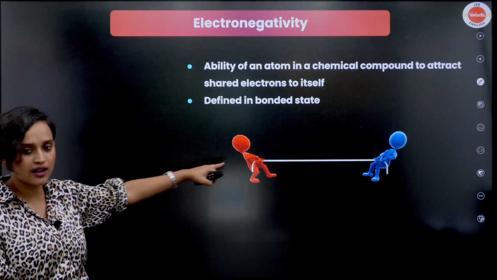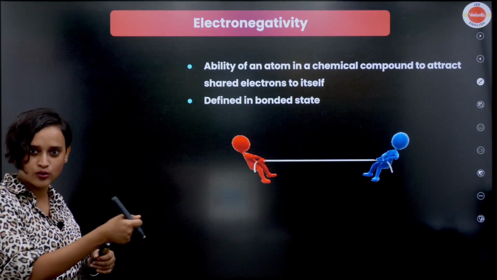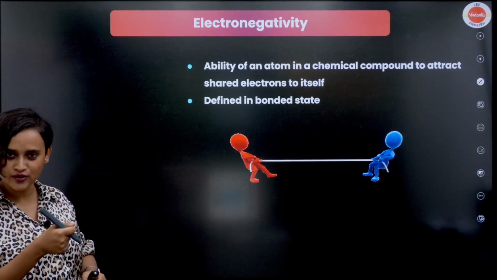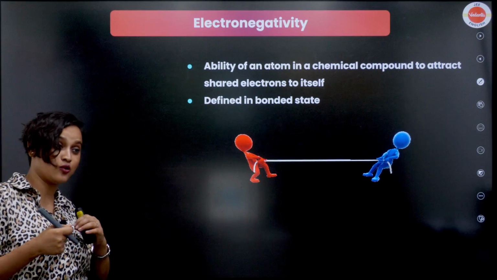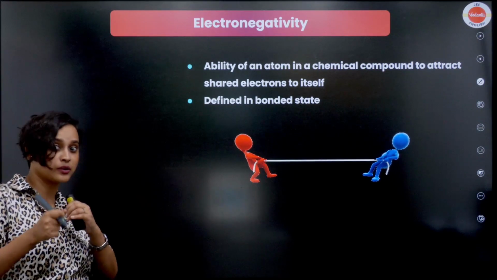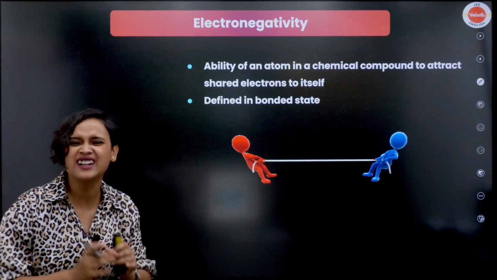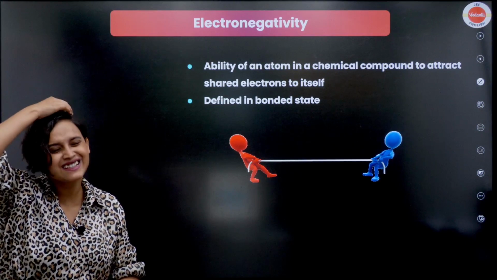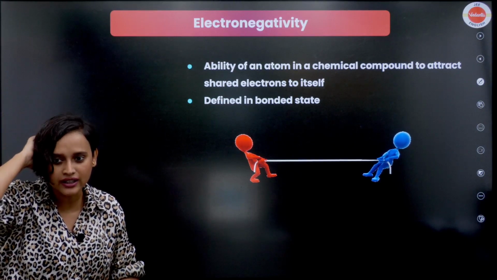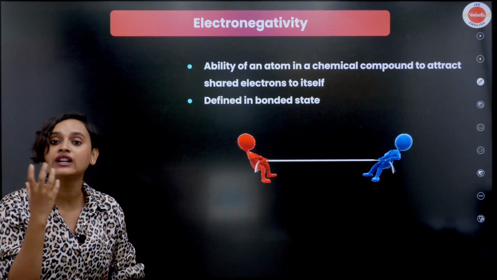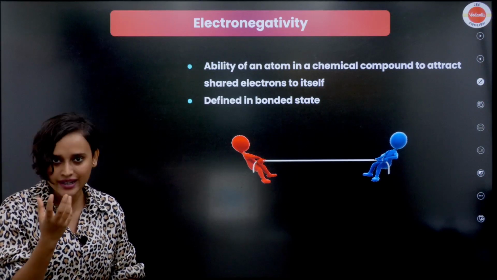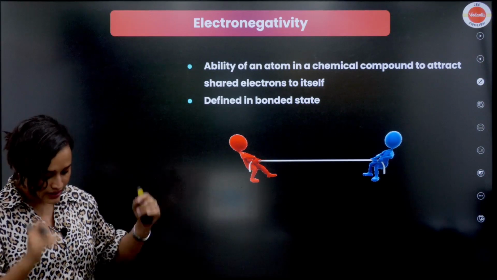So do you see how there is a tug of war going on? Like, no, I want to do it. No, I want to do it. That's exactly what electronegativity is. Basically, the ability of an atom. Yes? So take a look at it.